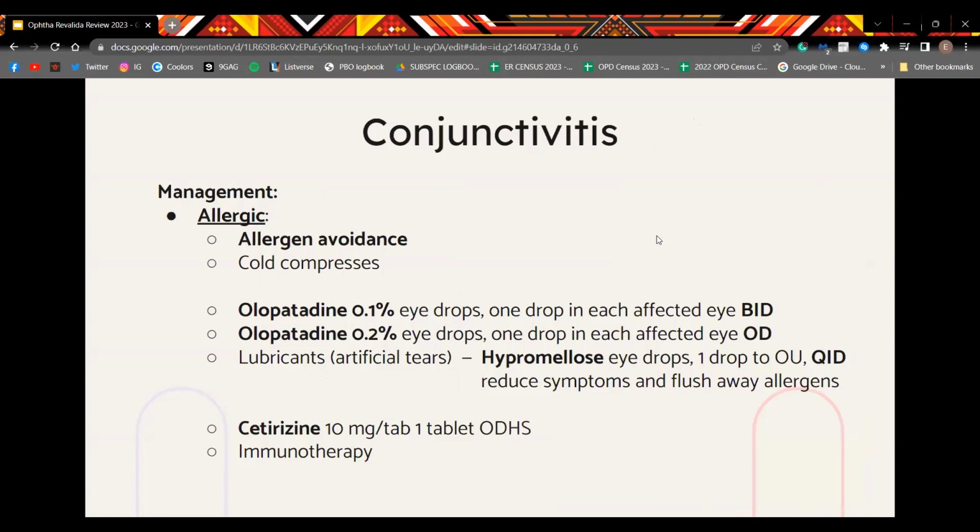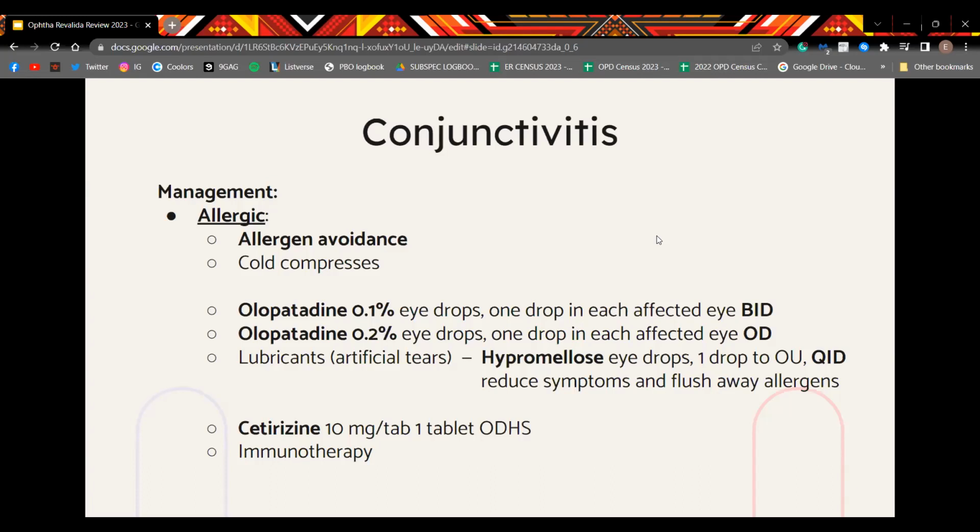And then we also give anti-allergy na eye drops. So OPHTHA din, that's a mast cell stabilizer. It comes in two preparations, 0.1 and 0.2. Kapag 0.1, you instill it twice a day, and if 0.2, once a day lang.